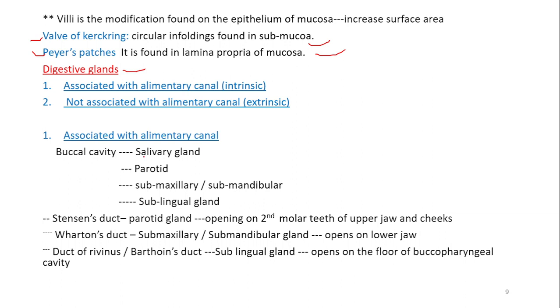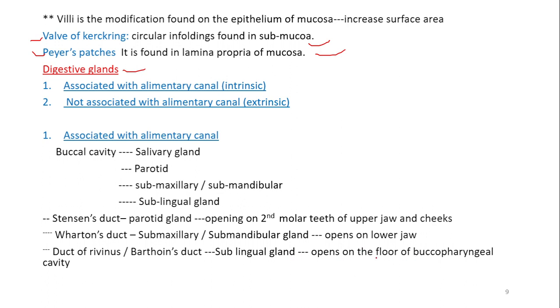Associated with alimentary canal. In buccal cavity, salivary glands are present: parotid, submaxillary or submandibular, and sublingual gland. Stensen's duct is for the parotid gland, opening on the second molar tooth of the upper jaw. Wharton's duct is for the submaxillary or submandibular gland, opening on the lower jaw. Ducts of Rivinus or duct of Bartholin is for the sublingual gland.